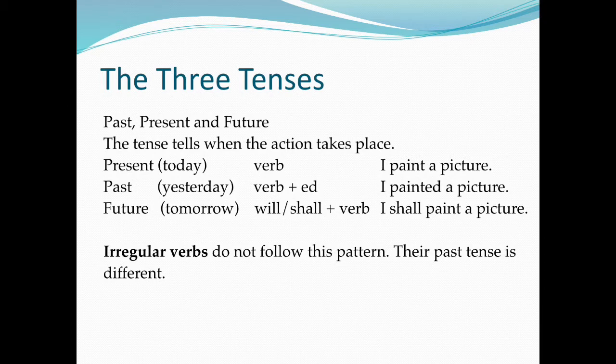Present, today, verb: I paint a picture. Past, yesterday, verb plus ed: I painted a picture. Future, tomorrow, will or shall plus verb: I shall paint a picture. Irregular verbs do not follow this pattern. Their past tense is different.